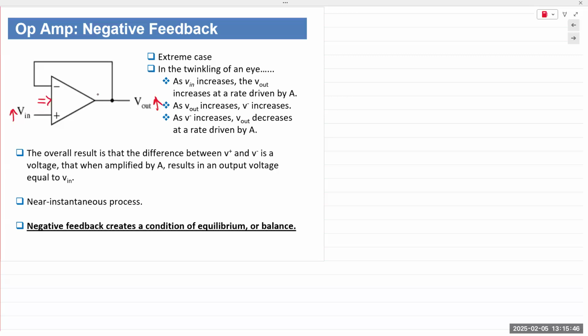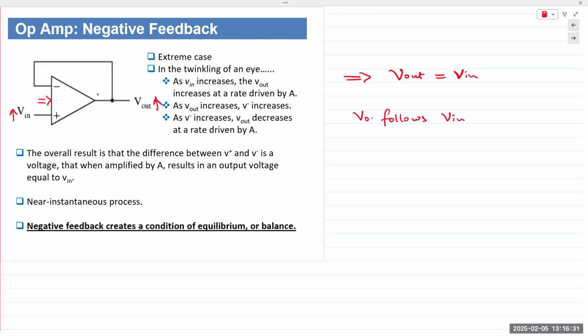So the overall result is that Vout is equal to Vin. So the question to ask is, if Vout is equal to Vin, what is the purpose of this circuit? Well, one of the names of this circuit is voltage follower. Vout follows Vin.